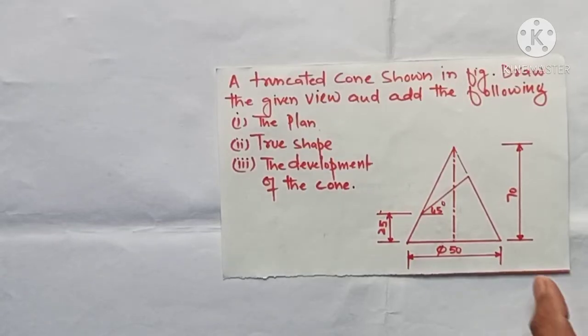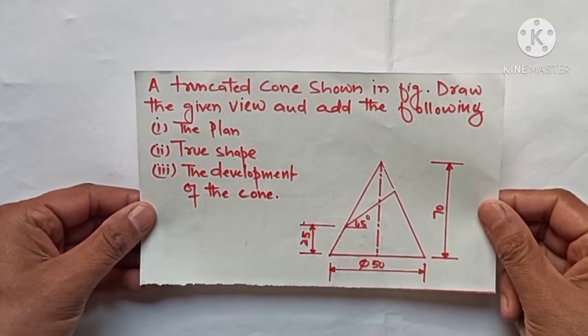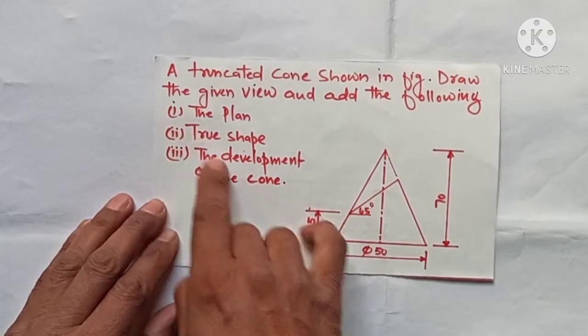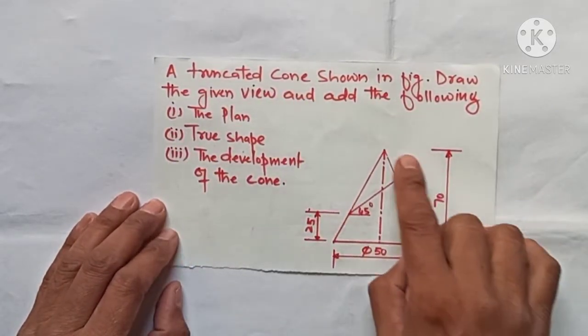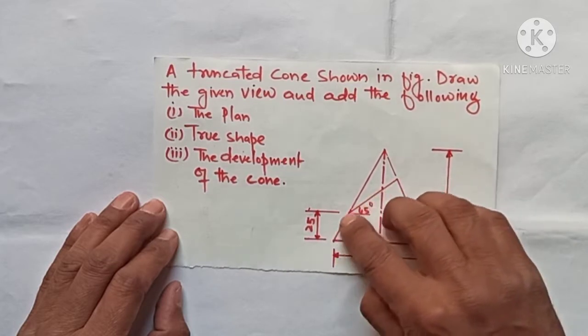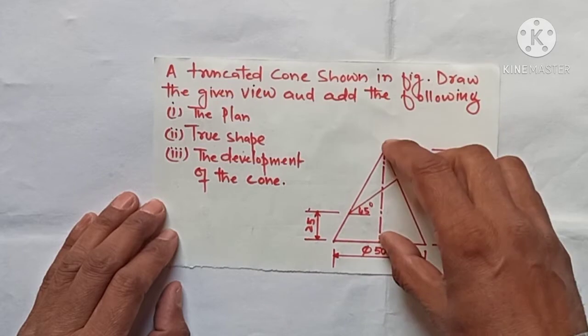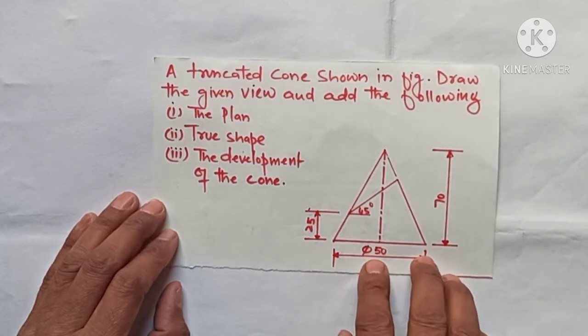Hi guys, today we are with one more problem, and that problem is again with the development of a cone, and it's a combination problem. So the problem is a truncated cone shown in the figure. This is a truncated cone which is cut like this at 45 degrees at the height of 25 mm, and the height of the cone is 70 and the dia of the cone is 50 mm.